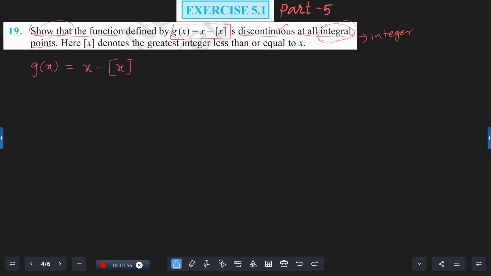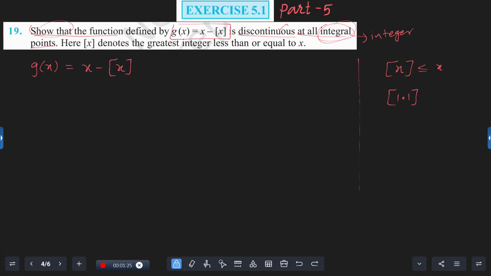And here, the greatest integer denotes the greatest integer less than or equal to x. That is the meaning they are giving. Greatest integer of x in the sense, greatest integer less than or equal to x. It should be less than or equal to x, whatever you are writing inside.